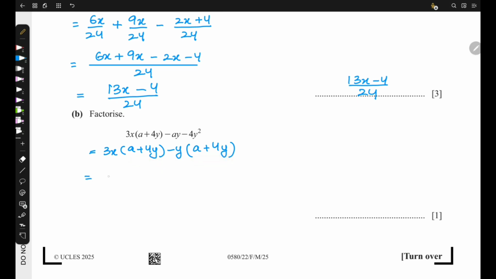Now after that, we can take common these two brackets, and we will get 3x from over here and minus y from here. So this is our factorized form, a plus 4y times 3x minus y. This is only a 1 mark question.